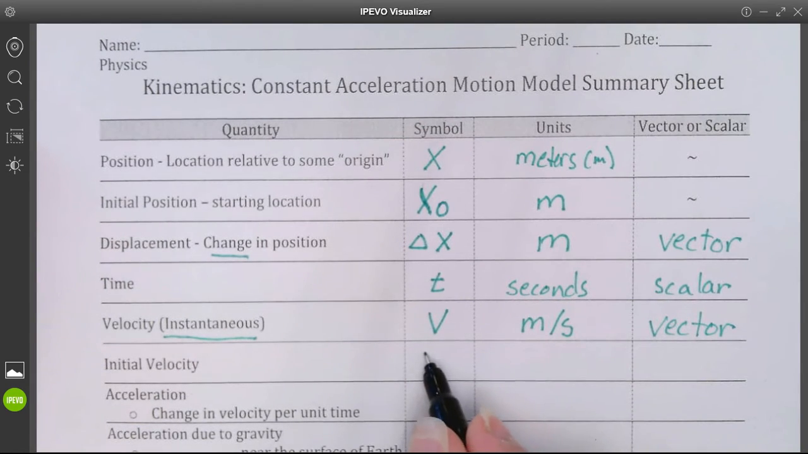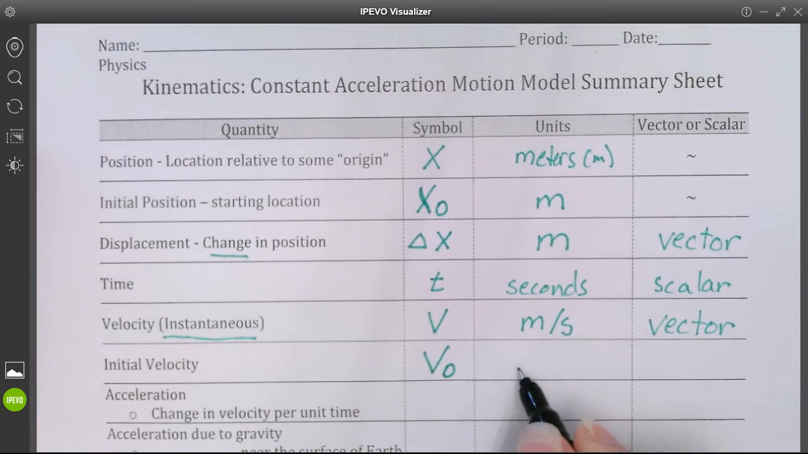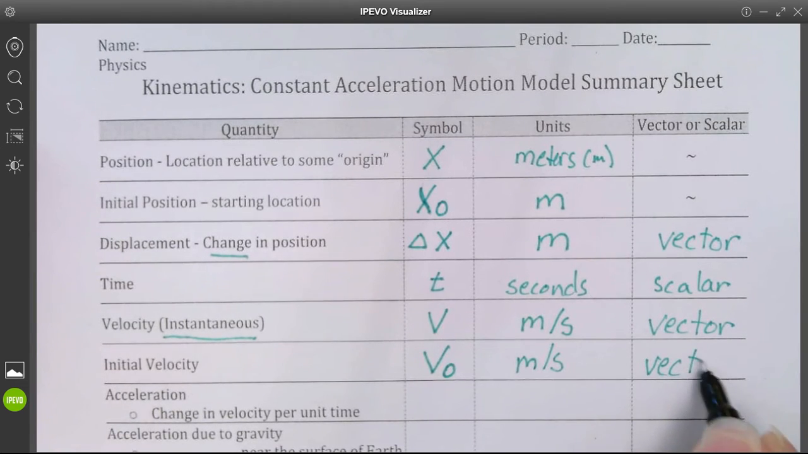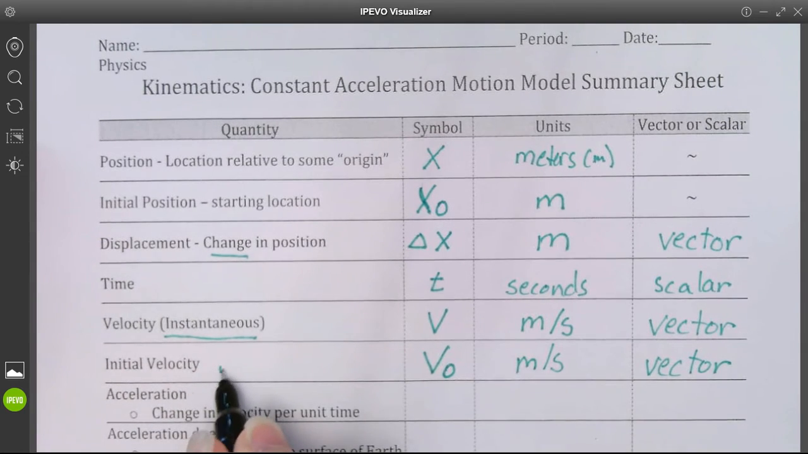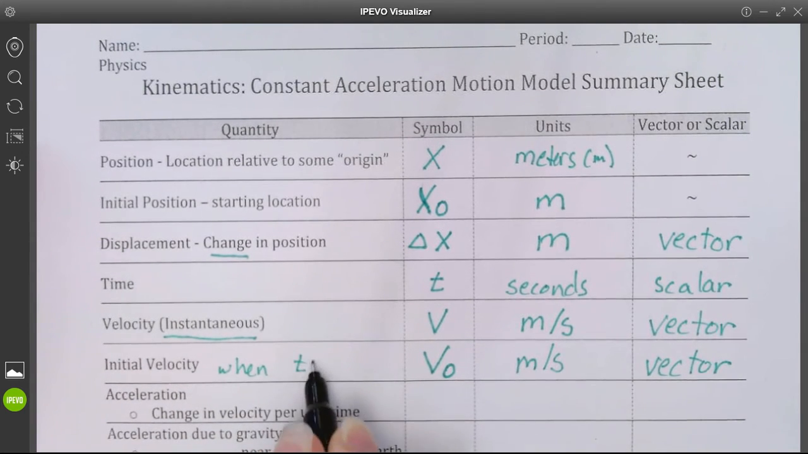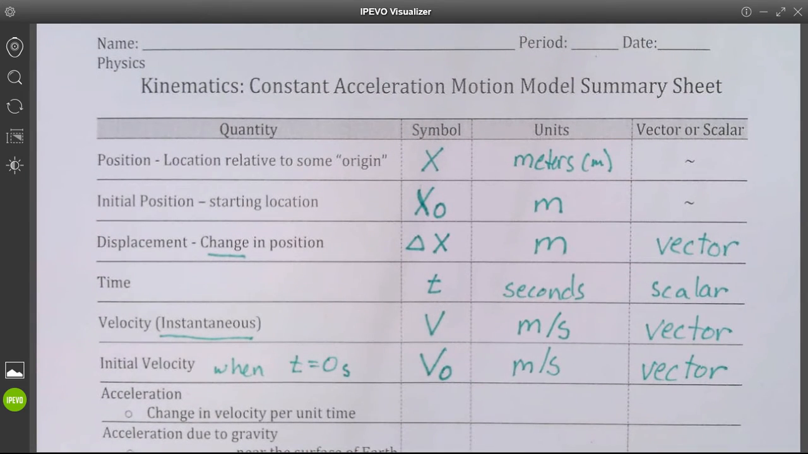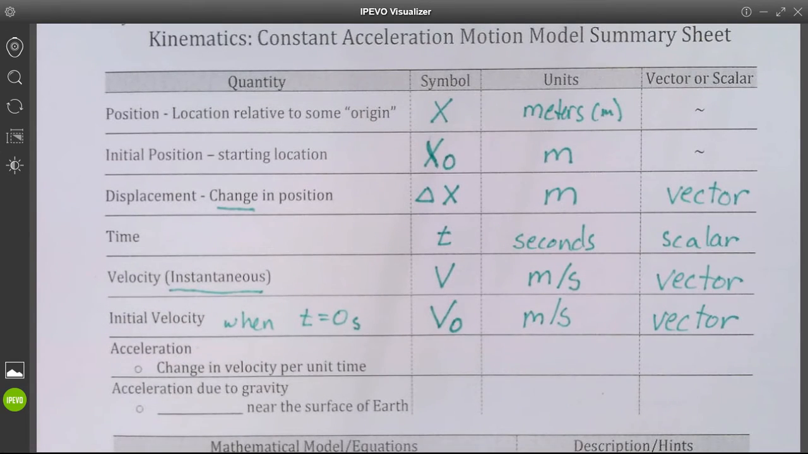Our initial velocity, kind of like with initial position, we just use V with a subscript 0 that reads as V naught, or initial velocity. And this is also in meters per second, and this is also a vector. So it's still a velocity, and it's still an instantaneous velocity. This is just our velocity when t was equal to 0 seconds. Okay, so that's kind of the definition of initial velocity. What was the velocity at the exact moment when we set time equal to 0?